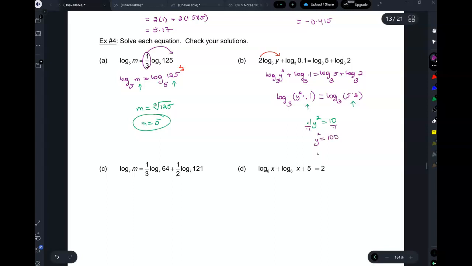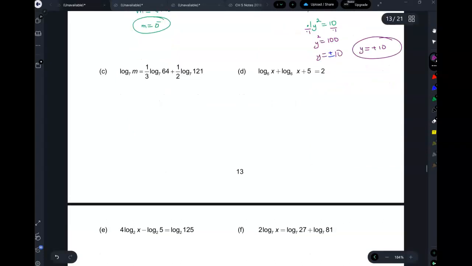So what's y? Just 10? Plus or minus 10. Okay, do both of them work for this? What? Plus or minus 10? No, not the negative one. Okay, so y is just positive 10. Okay, negative does not work. Okay, let's do another one.